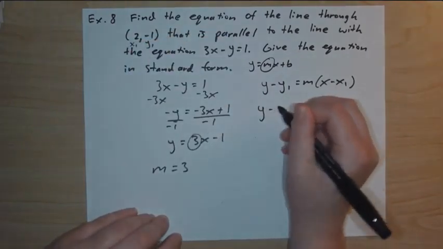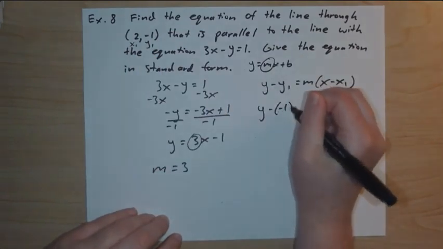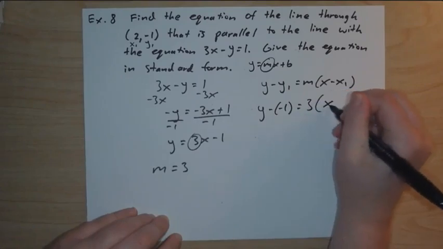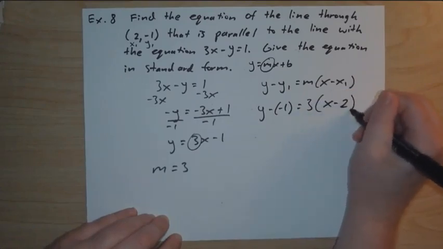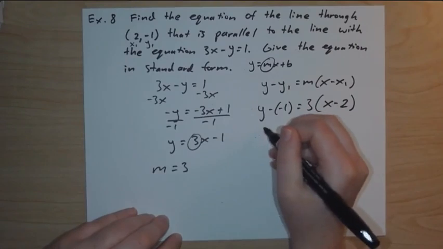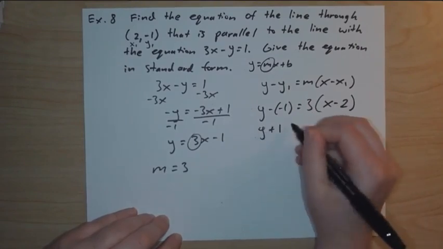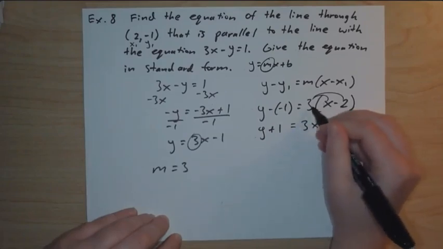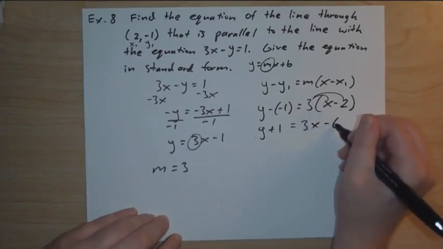So we have y minus y1, which is -1, equals m, which we found our slope, 3, times x minus x1, which is 2. So y minus -1 is y plus 1. Distributing this 3 is 3x. And then 3 times -2 is -6.